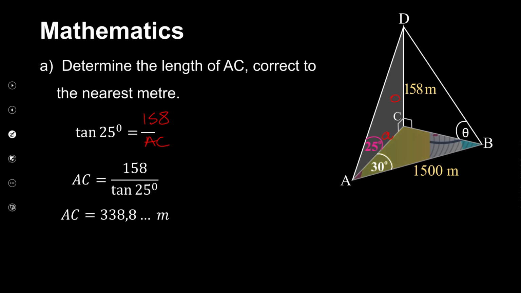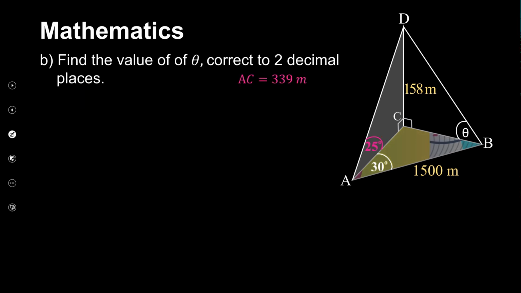Okay, and because we now have a value for AC, let's look at the next question. AC is roughly, they did ask us to do it to the nearest meter. So 338.8 becomes 339 meters. So roughly AC is 339 meters. Okay, they want us to find the value of theta correct to 2 decimal places.